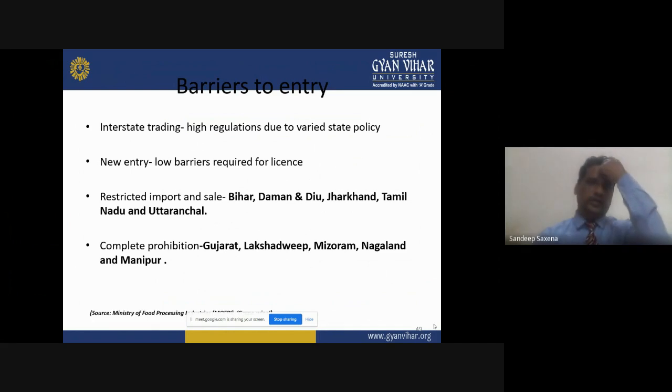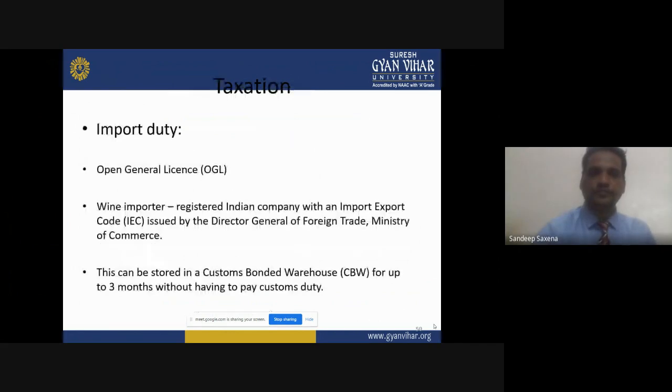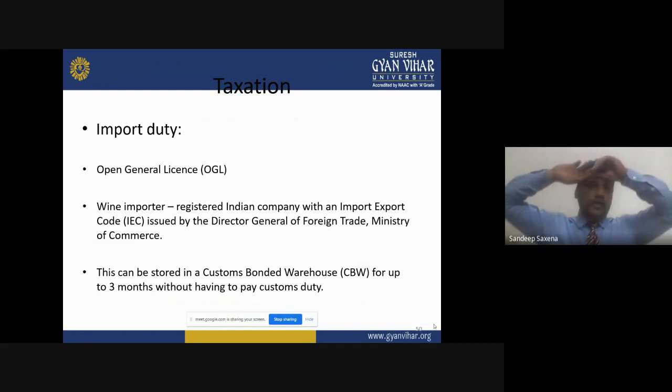Barriers to entry, interstate trading, high regulation due to varied state policy. New entry, low barriers required for license. Restricted import and sale: Bihar, Daman and Diu, Jharkhand, Tamil Nadu and Uttaranchal. Complete prohibition like Gujarat, Lakshadweep, Mizoram, Nagaland and Manipur. Taxation part, import duty, open general license, the OGL, the wine importer, a registered Indian company with an import export code issued by the Director General of Foreign Trade, Ministry of Commerce, can store in a custom bond warehouse for up to 3 months without having to pay excise duty.